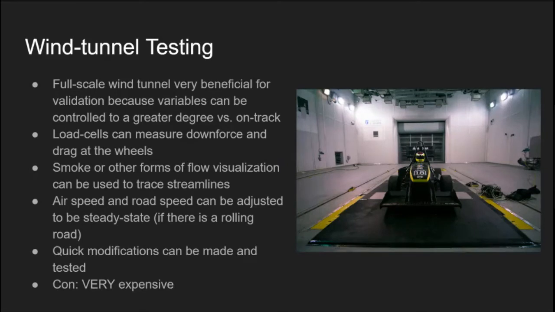But if you do have a rolling road where the tires can spin, because the tire produces wake and stuff too, you can control that too. The speed of the car, the speed of the tires. You can control the angle the car is at. You can control the different wing angles and stuff. So you have a lot more control in a wind tunnel.